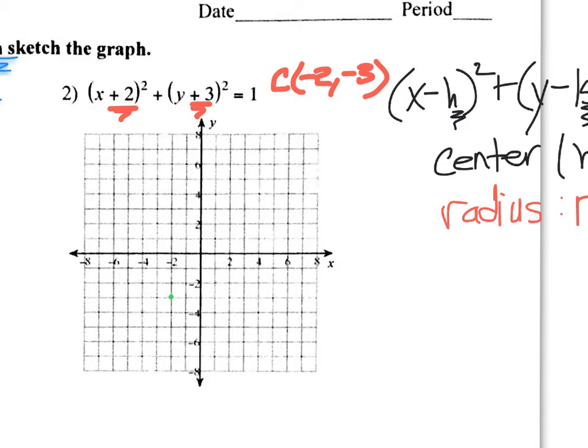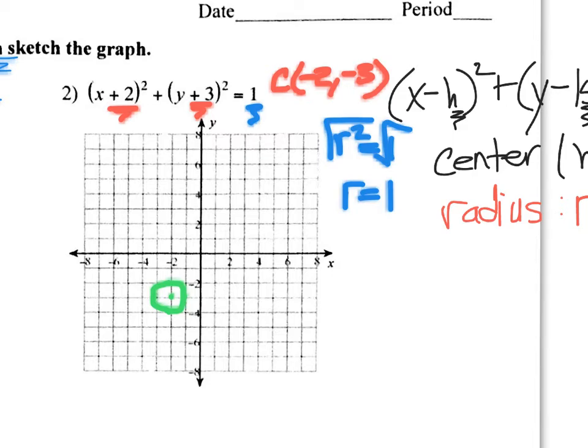Then I look at my radius squared. Okay, so r squared is 1. So I take the square root. And that's still just going to give me 1. So what's that mean? That means I go a distance 1 away. And I put a point. Still off a little bit. 1, go up 1, go left 1, go down 1. And then I just draw around. And again, not very good on the iPad.